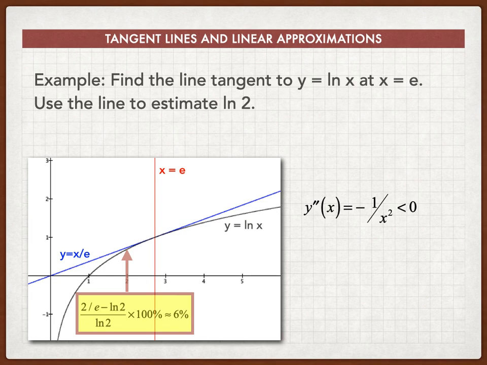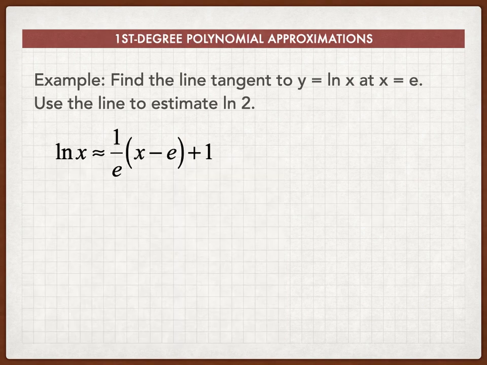The second derivative tells us 2 over e is greater than ln 2. In this case, we can compare the estimate to the actual value. We're about 6% above. A tangent line is a first degree polynomial. So we just did a first degree polynomial approximation.